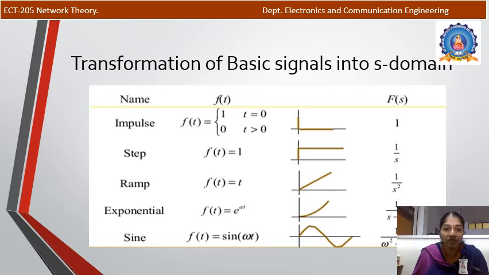f(t) is equal to 1 when t equals 0, and 0 when t is greater than 0. So for this f(t) equal to 1, when we take the Laplace transform, F(s) is equal to 1. So keep in mind the Laplace transform of the impulse function is 1, not 1 by s, it is 1, right?